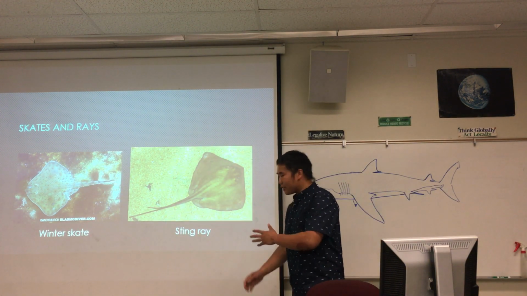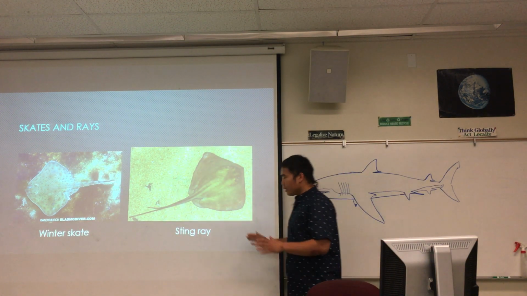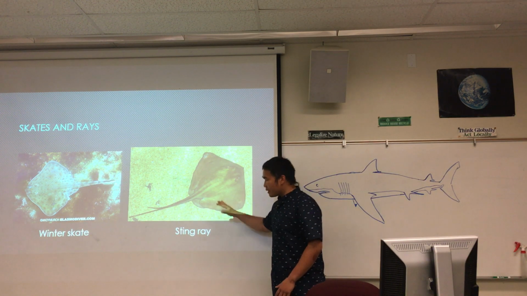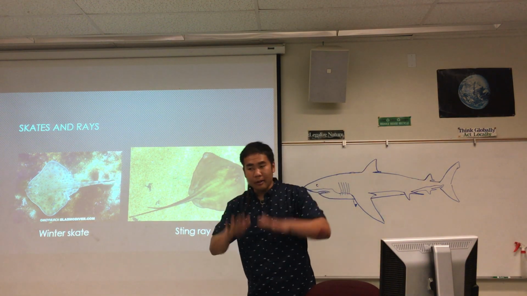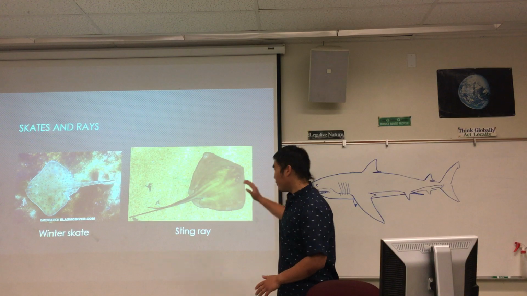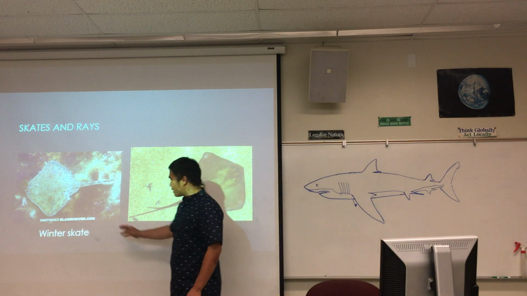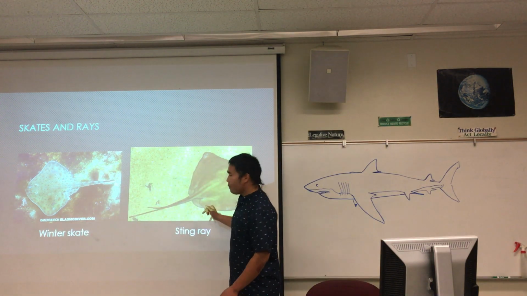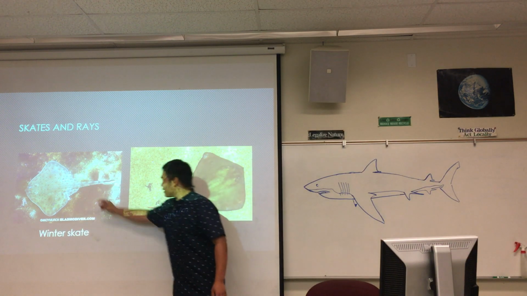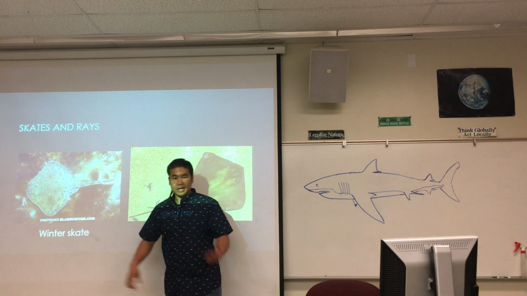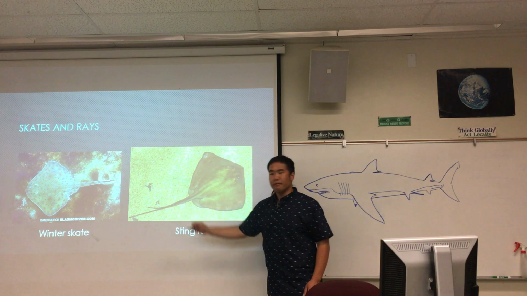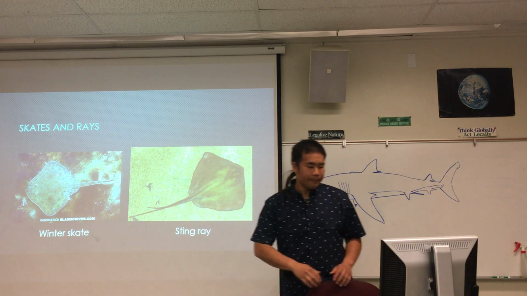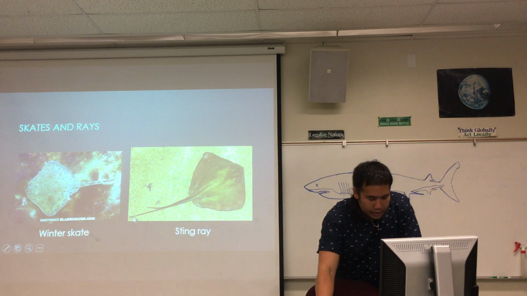So skates and rays, let's talk about those real quick. They're like a flat shark. These are basically sharks that have decided to live on the bottom, and living on the bottom, they become flat. We have two types of things, skates and rays. The main difference is that skates have a shark-like tail, whereas rays have a skinny tail.